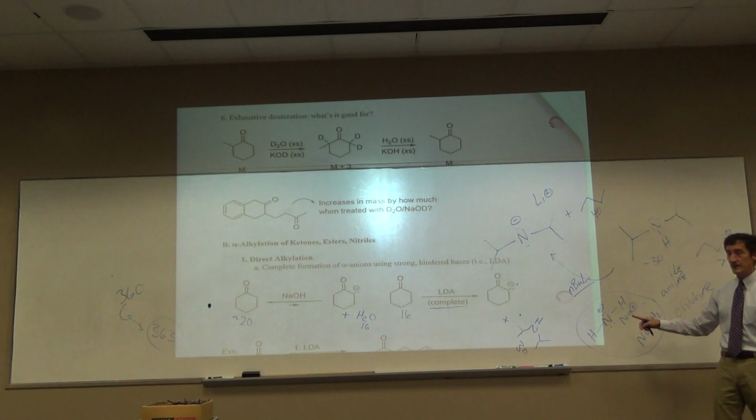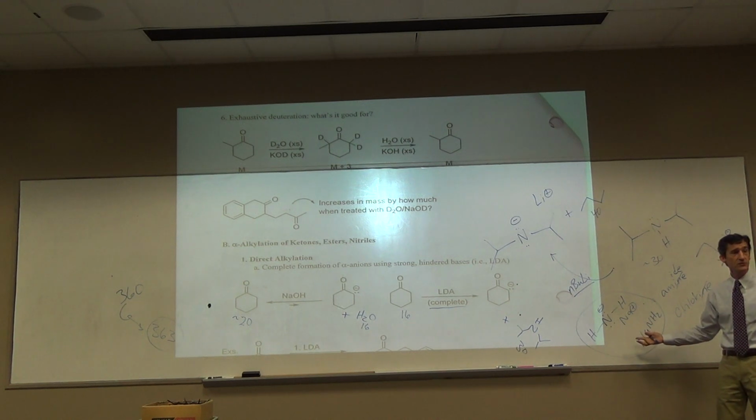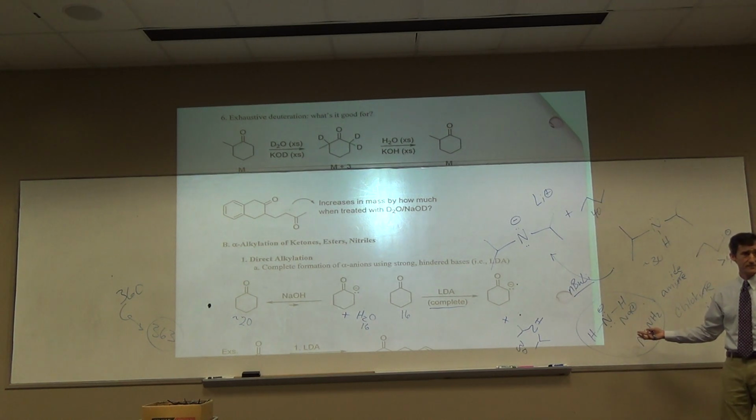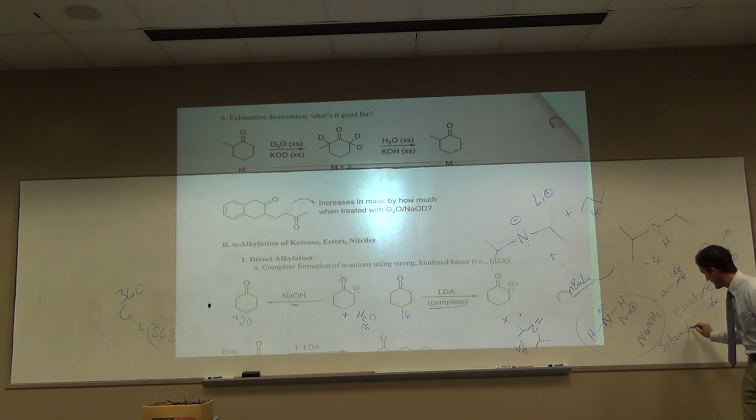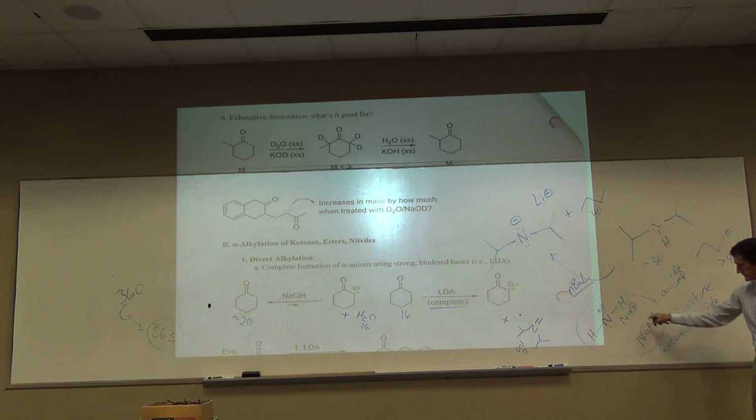Terrible base for one reason. It will not dissolve in any organic solvent because it's not organic. It'll dissolve in water, but you put this in water, it's just going to take an H from water, and all you got is hydroxide. The strongest base you can have in water is hydroxide. It's terrible. But that's called sodamide because it's sodium amide. But this is often called sodamide.